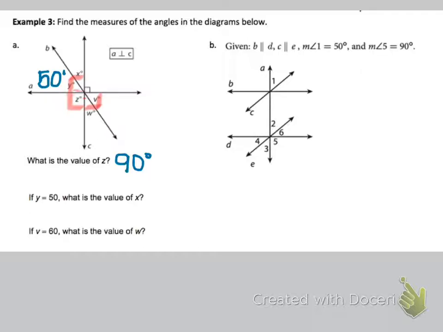So that means that angle X has to be the rest of the 90 degrees. So 90 minus 50 is 40 degrees. So X would have to be 40 degrees.